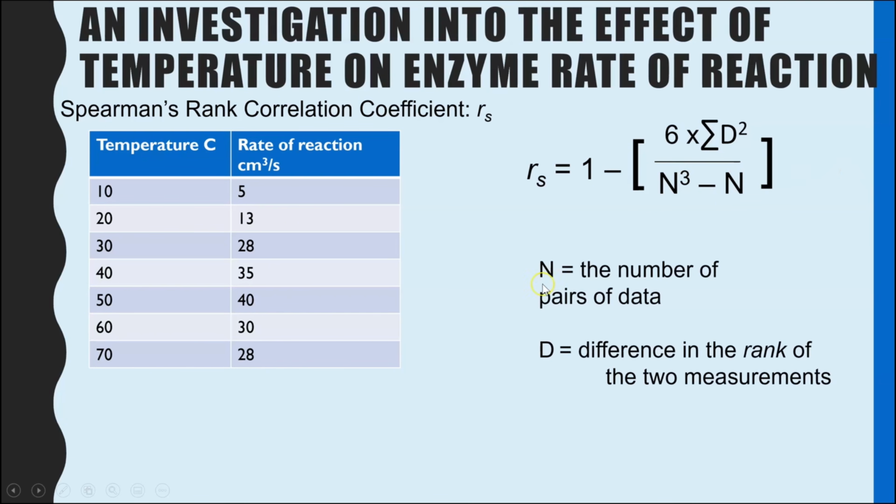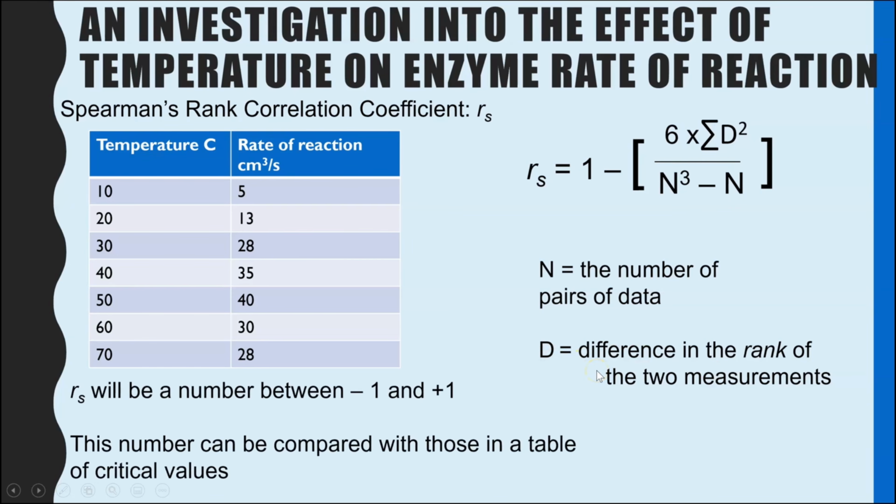So a capital N is the number of pairs of data. So we have got 1, 2, 3, 4, 5, 6, 7 pairs of data. D is the difference in the rank. Now that is what we need to go through. So we are going to have a look at a complete worked example. Just to let you know, I'm using Spearman's rank for the correlation coefficient, and RS is short for Spearman's rank.